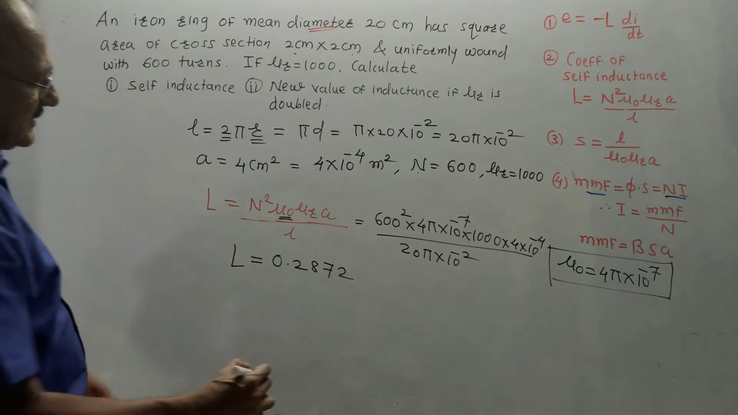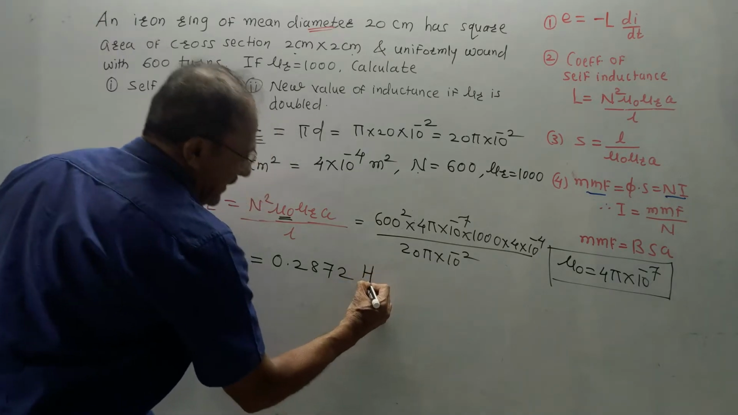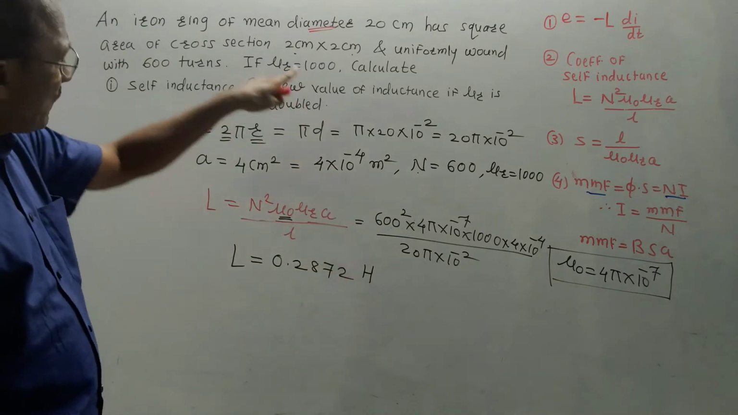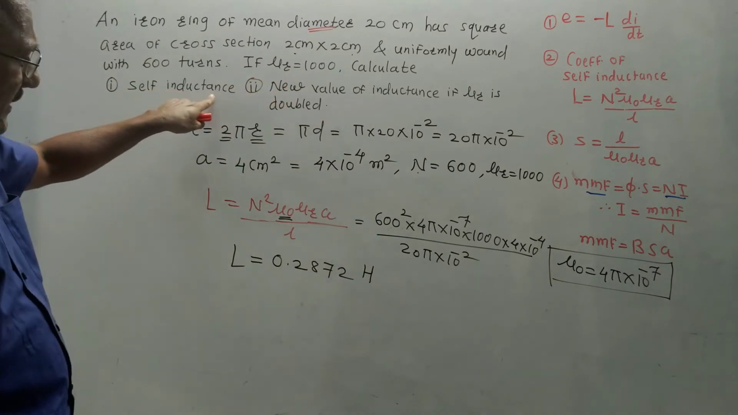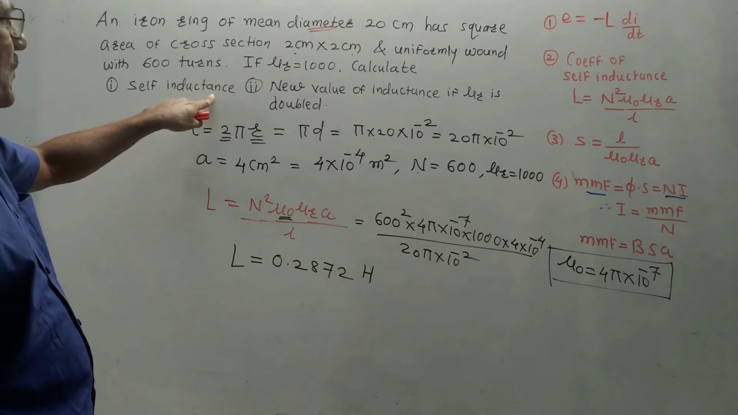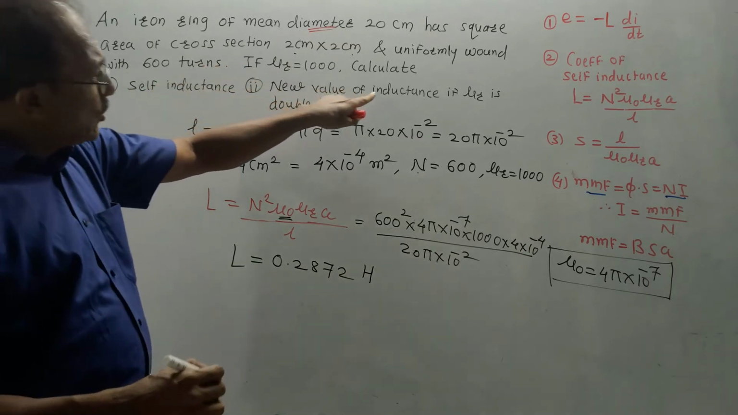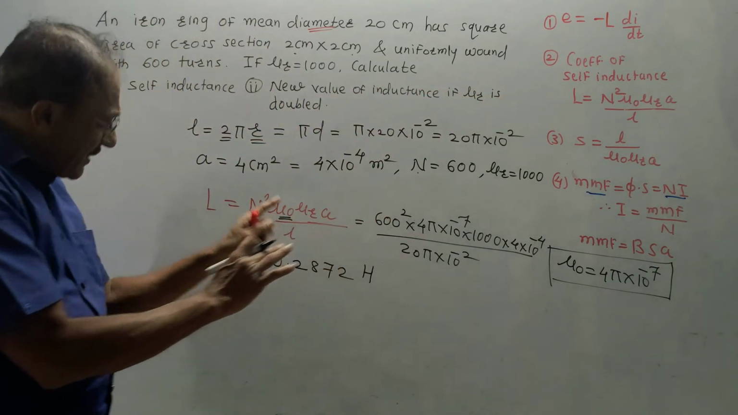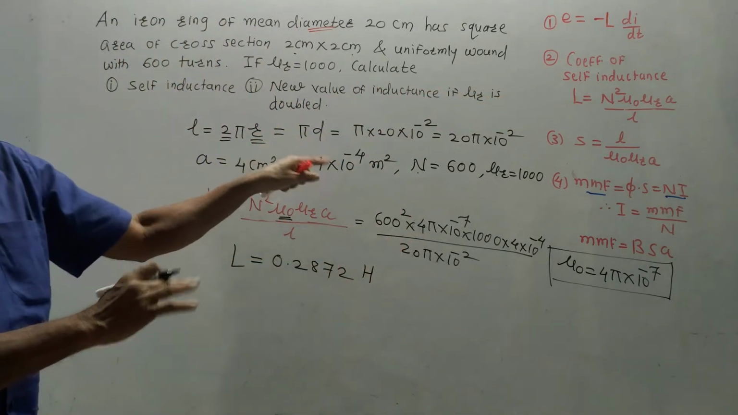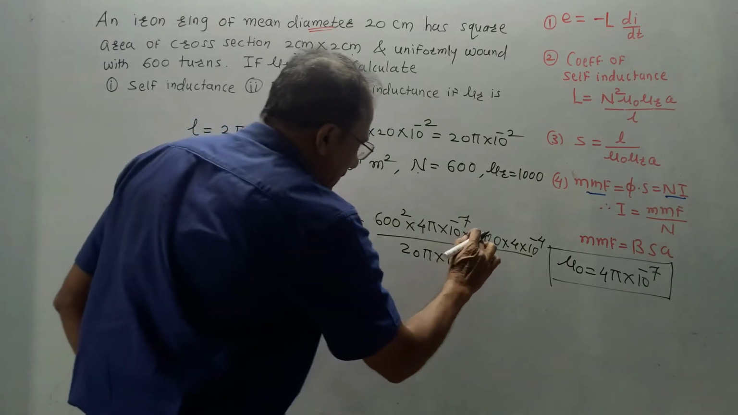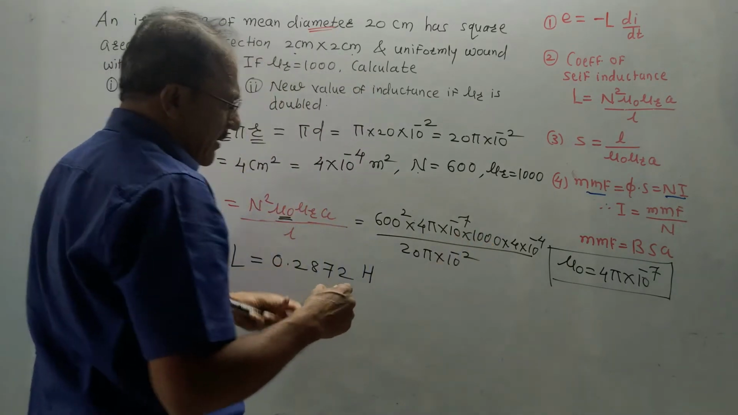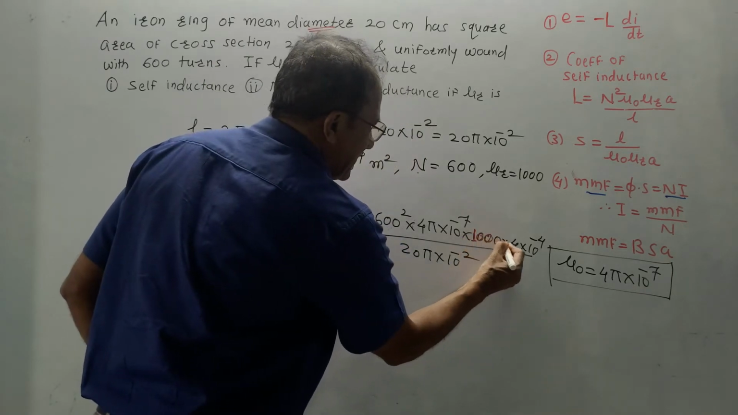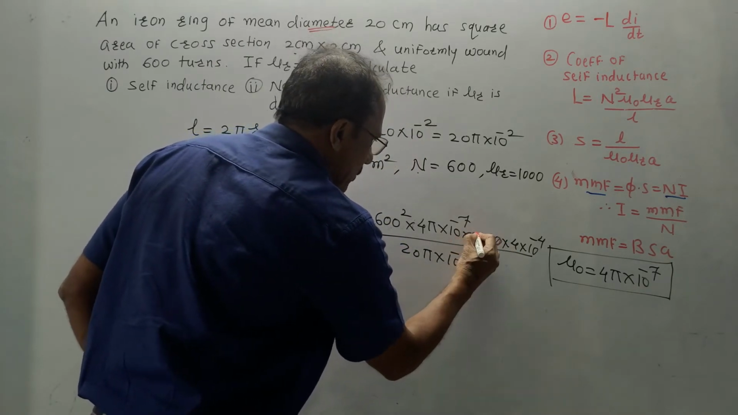Since it is inductance, do remember the unit of inductance is Henry, written as capital H. This is the first part. What we did, we calculated self-inductance of a coil. Now second part, new value of inductance if mu r is doubled. Very simple. The same equation I will be using. What will be the change? This is the value of mu r, which is given as 1000. If it is doubled, I will have to make it 2000.